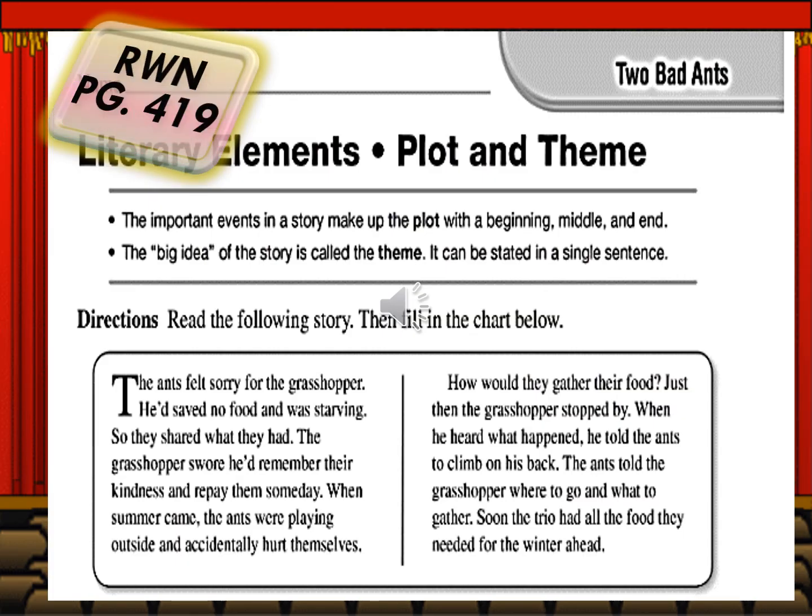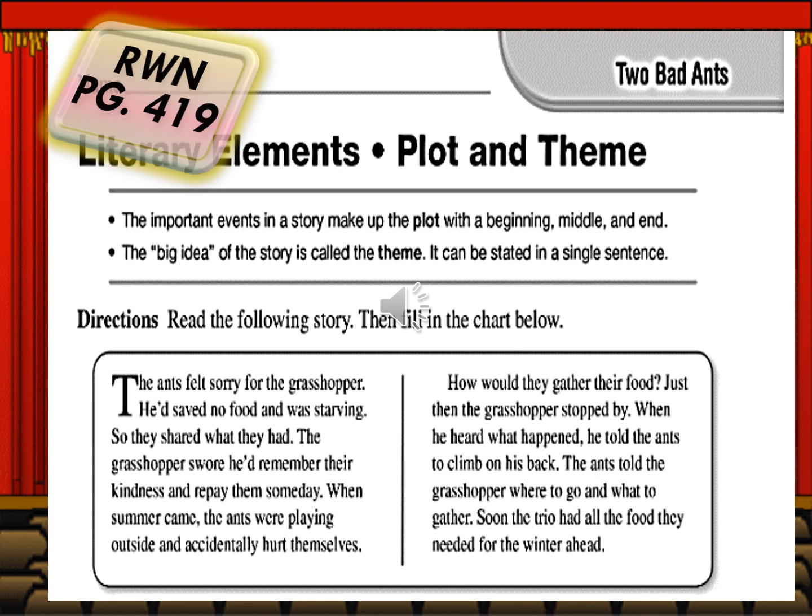Now it's time to open our Readers and Writers Notebook on page 419. The title is The Literary Elements, Plot and Theme. We have here the plot. As we said, the plot is the important events in the story with the beginning, middle, and end. And the theme is the big idea of the story. It can be stated in a single sentence. We have here to read the following story, then fill in the chart below.